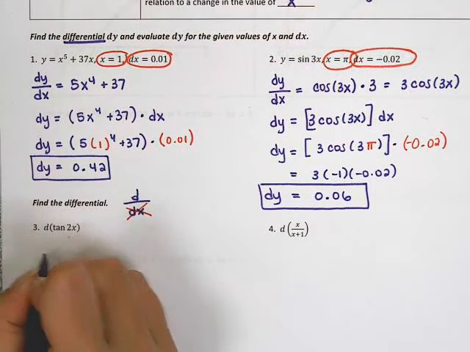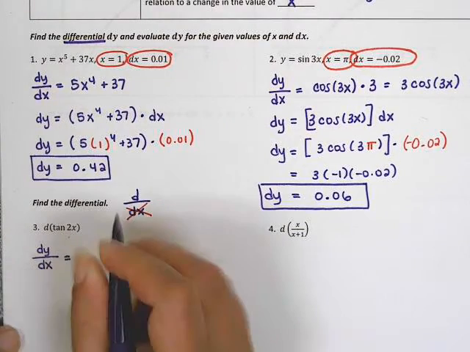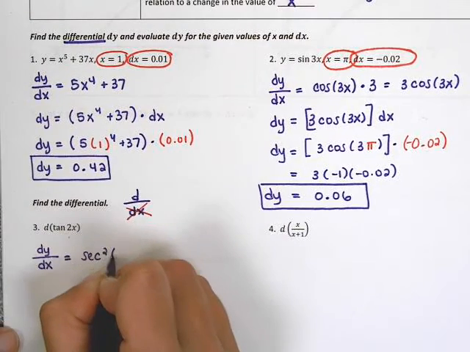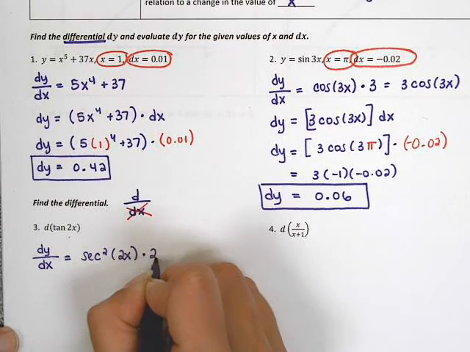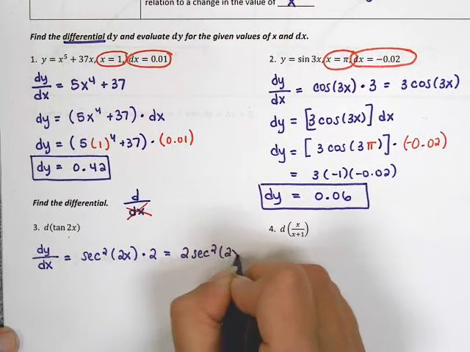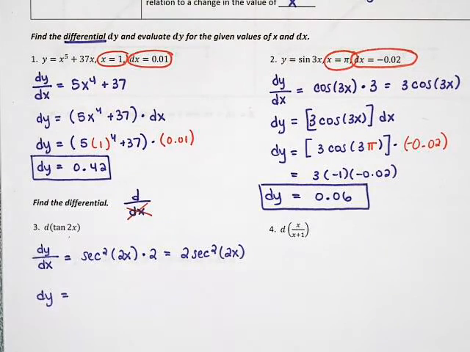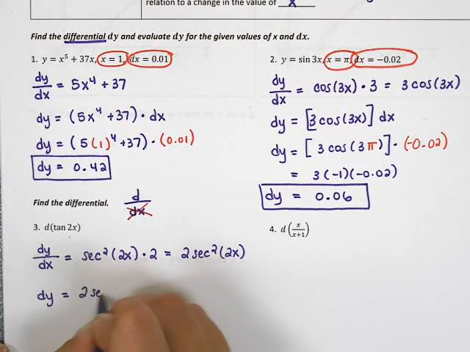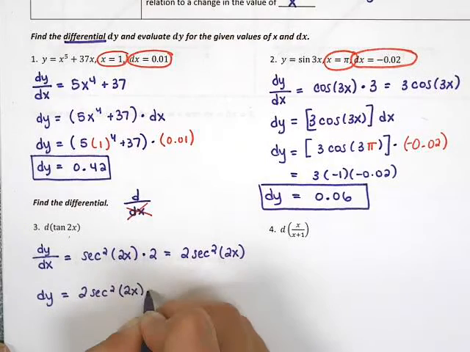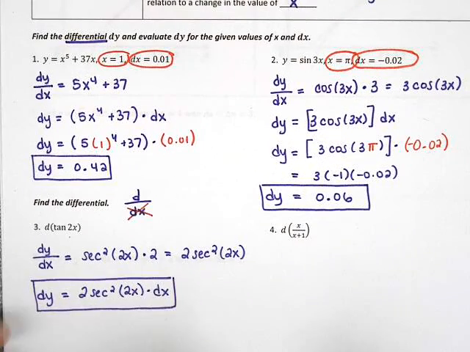So the derivative here, dy over dx, would be the derivative of tangent, which is secant squared of 2x times the chain rule of 2, which is really 2 secant squared of 2x. Multiply by the dx in order to get the dy by itself, and we would have 2 secant squared of 2x times dx, and we're done. It doesn't give us any numbers to plug in. This function is called the differential. It's kind of like the derivative, it's just the dx is on the other side.